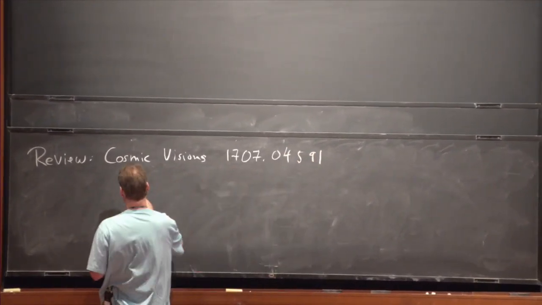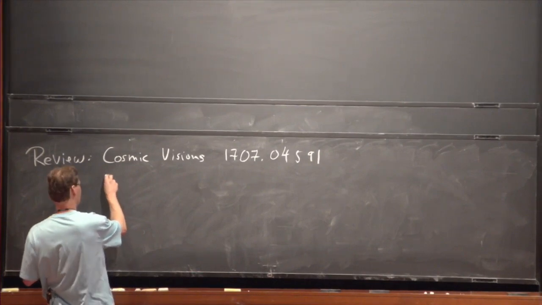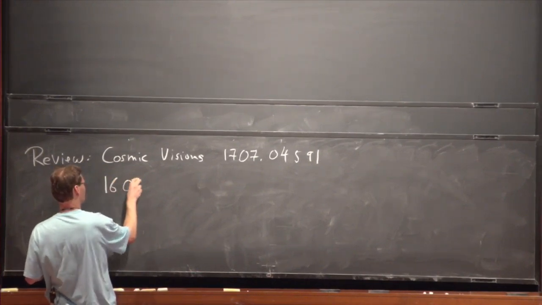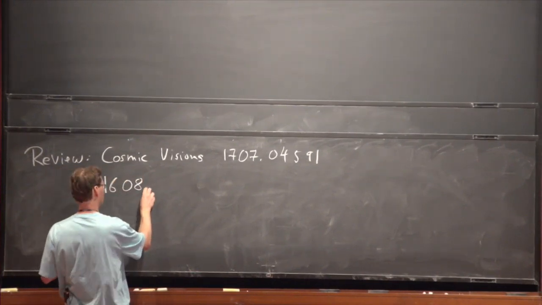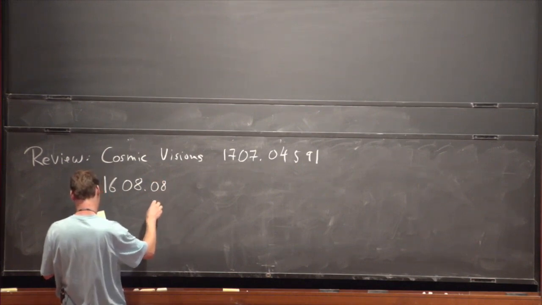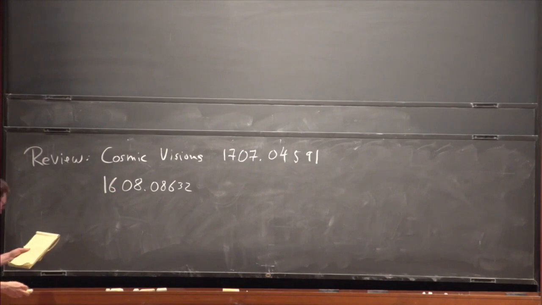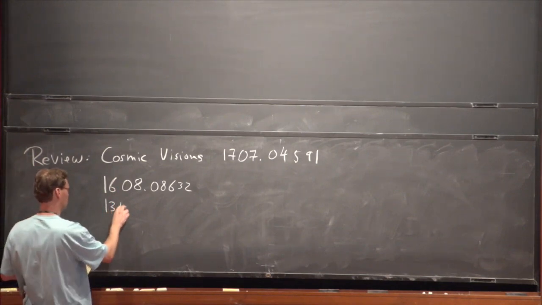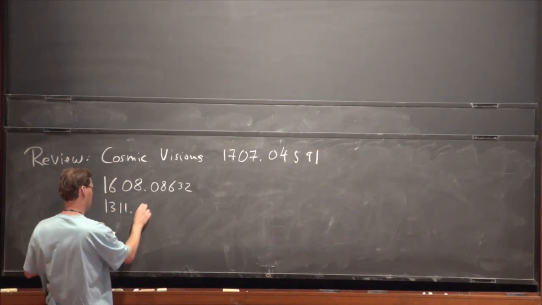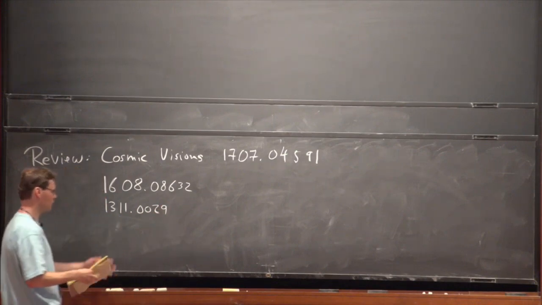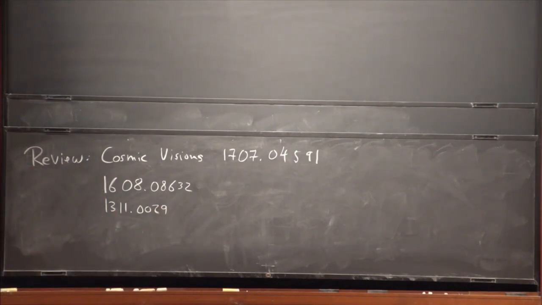And there are other reviews. There was a workshop last year where there was also a summary afterwards, which was the Dark Sectors Workshop. That's 1608.08632. And an older one, 1311.0029, was written for the Snowmass effort. As you can see, I'm giving references for white papers.